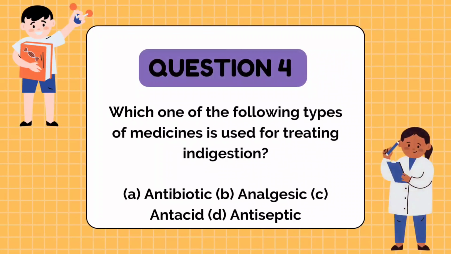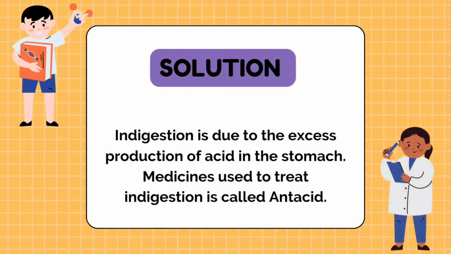Question 4. Which one of the following types of medicines is used for treating indigestion? A. Antibiotic, B. Analgesic, C. Antacid, D. Antiseptic. Solution. Indigestion is due to the excess production of acid in the stomach. Medicines used to treat indigestion are called antacids.